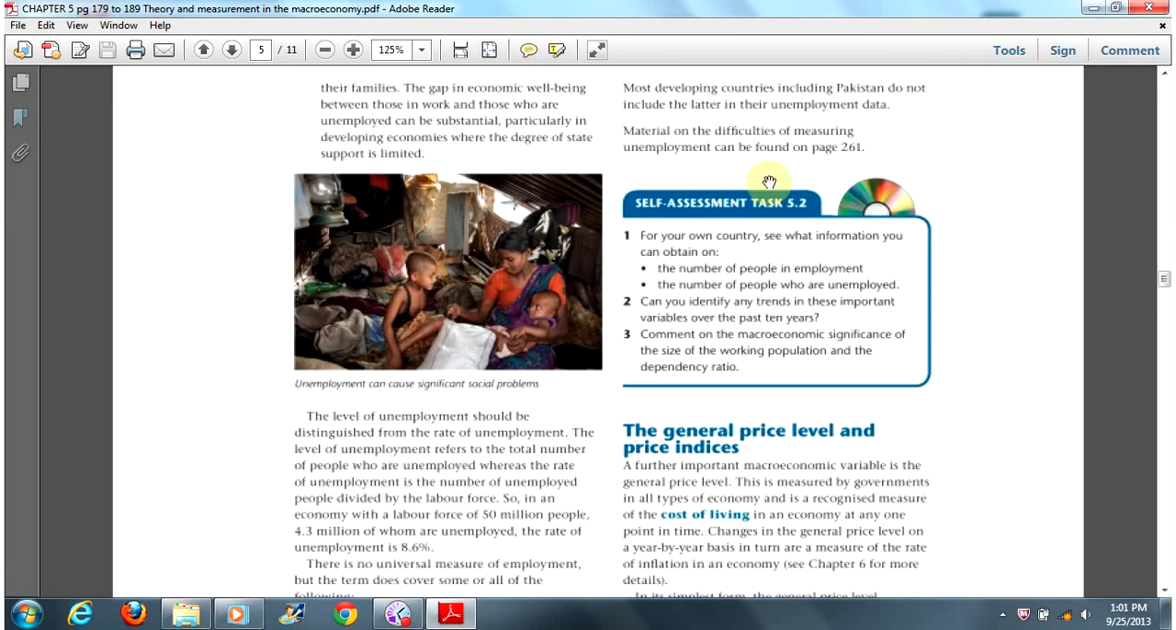Self-assessment task 5.2. For your own country, see what information you can obtain on, 1, the number of people in employment and the number of people who are unemployed. 2. Can you identify any trends in these important variables over the past 10 years? 3. Comment on the macroeconomic significance of the size of the working population and the dependency ratio.